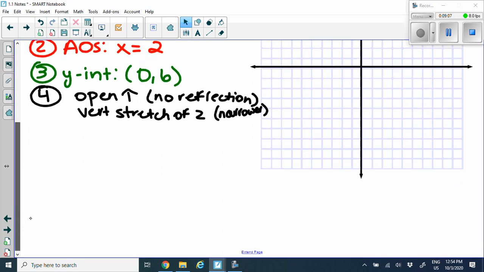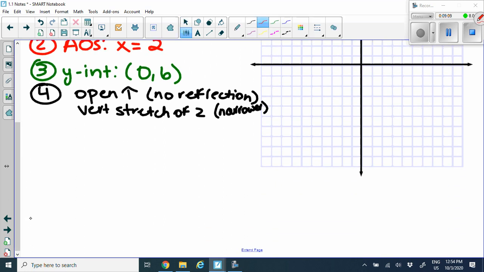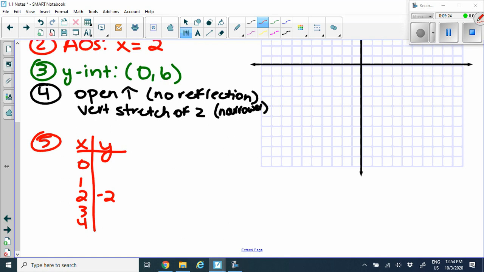Okay, now our next thing is to do our x-y table. Don't forget, your vertex needs to be in the middle. So we have (2, -2). Now pick 2 points that are bigger, 2 points that are smaller. So we'll have like 1 and 0, 3 and 4. Now remember, your y values should repeat. So really we only need to solve for 0 and 1, and then 3 and 4 will just repeat. So we plug 0 into our equation. Which of course, that was our y-intercept.